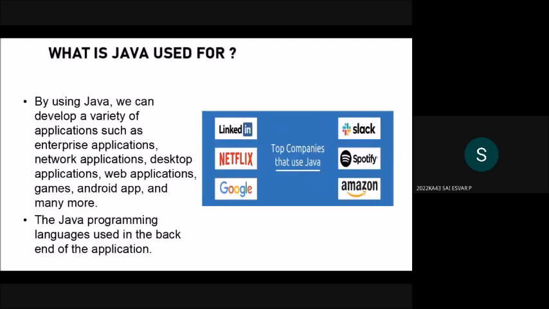Next is what Java is used for. With Java, we can develop a variety of applications such as enterprise applications, network applications, desktop applications, web applications, games, Android apps, and many more. The Java programming language is used in the backend of applications. Some top companies that use Java: Netflix, Google, Spotify, Amazon, LinkedIn, etc.